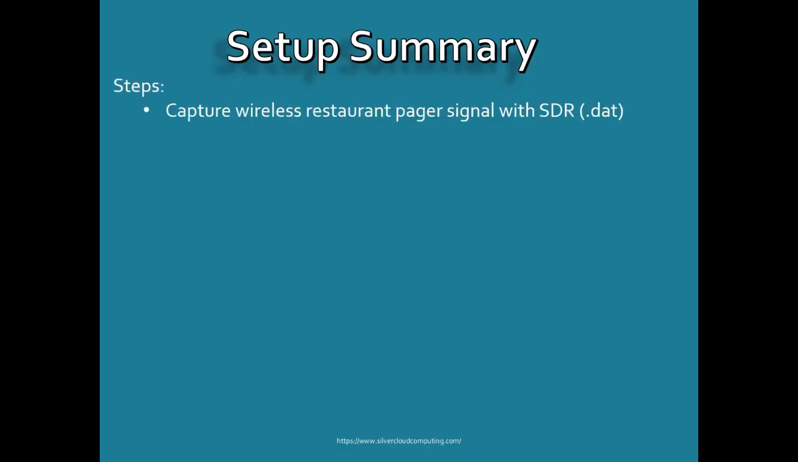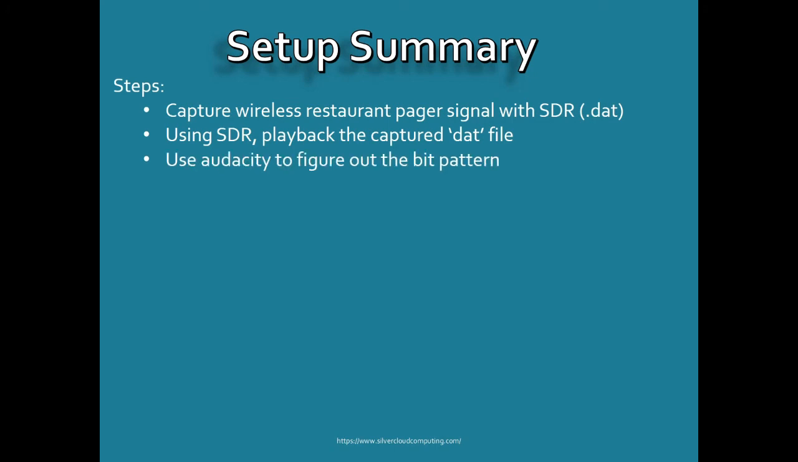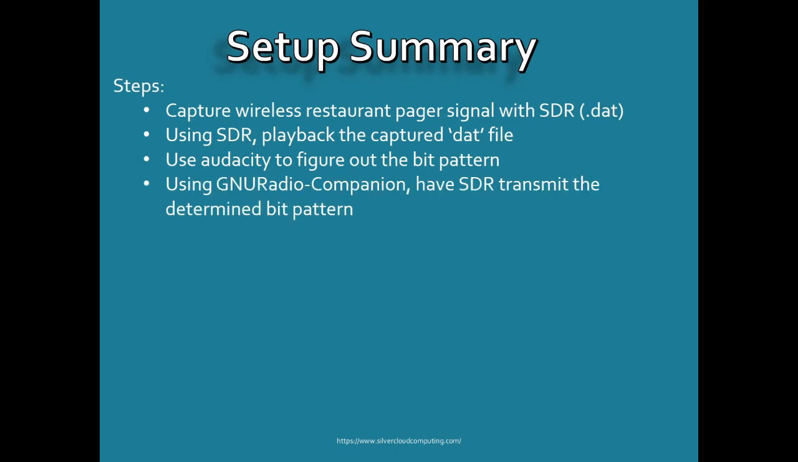What we did in this video is we captured this wireless restaurant pager signal with a software-defined radio. We captured the DAT file, and then using the GNU Radio and the SDR, we played back that captured DAT file to make the pager go off. And then we used Audacity to just look at the bit pattern to figure out there's 26 bits in this particular device, and which 4 bits identify which actual pager channel it is, 1 through 10. And then we used GNU Radio Companion to have the SDR transmit the bit pattern.